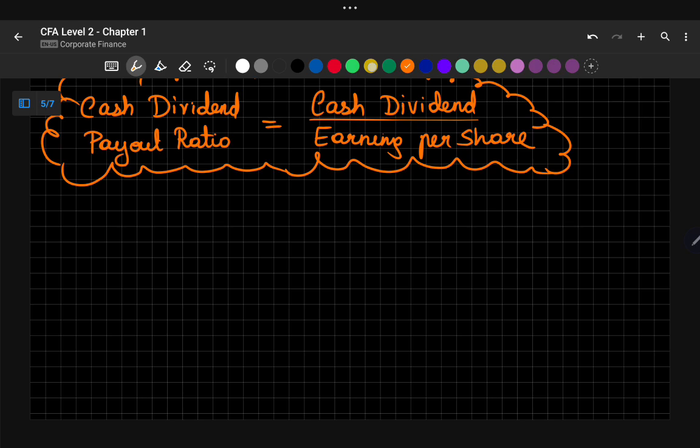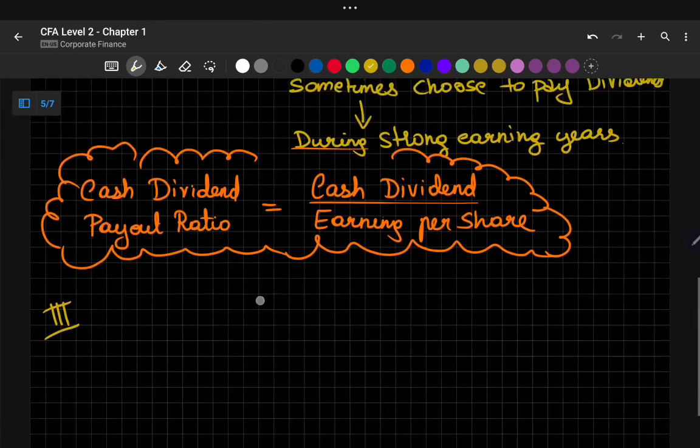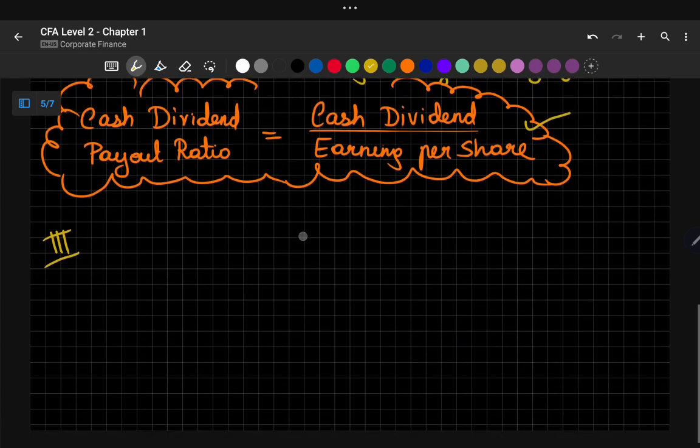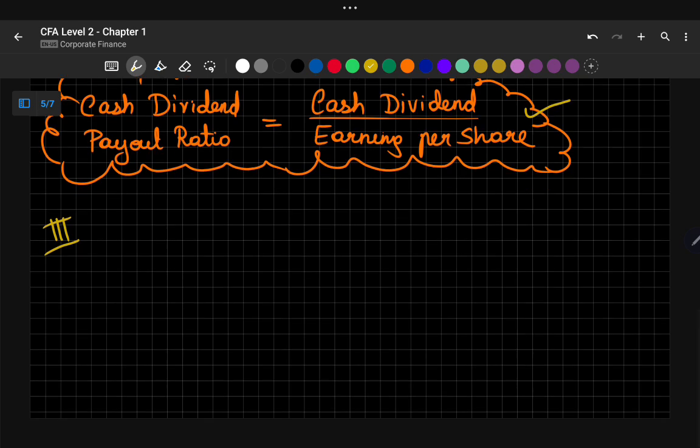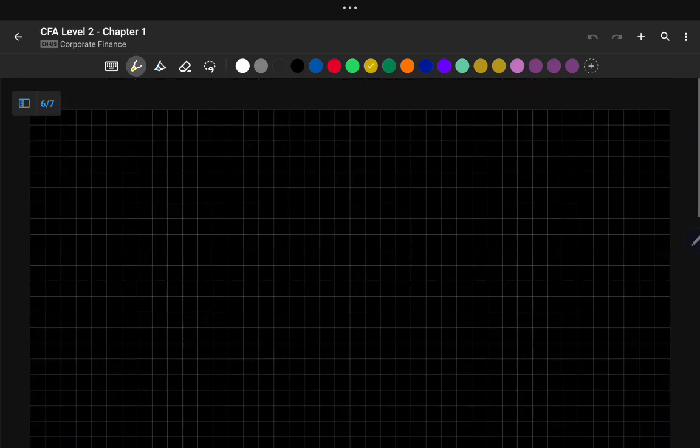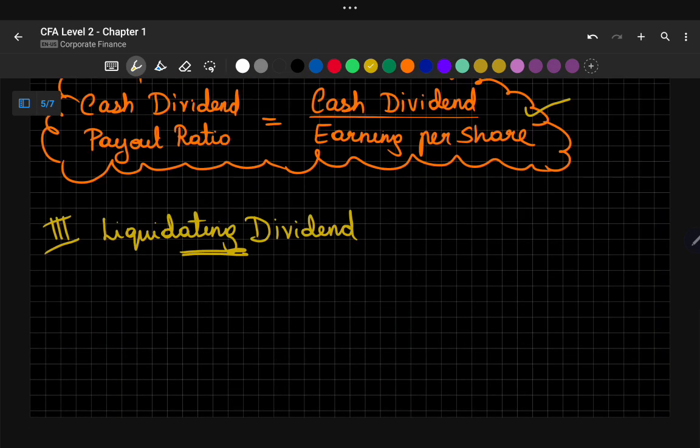Now based on this equation, we will solve a problem, but in the next video. For now, let us first understand the different types of dividends. The third type of dividend is liquidating dividend. So, what is a liquidating dividend? The name itself suggests what kind of dividend it might be. Liquidating means liquidation. A company's liquidation is taking place, or something like that, right?